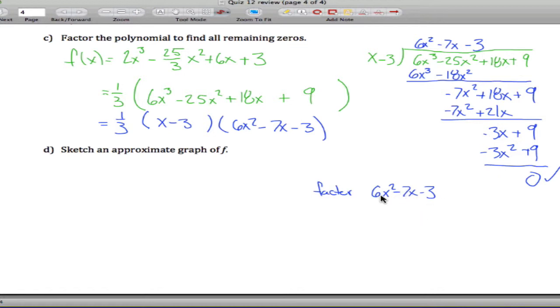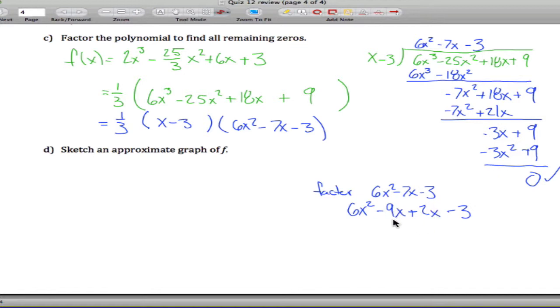So multiply to negative 18 and add to negative 7. Negative 9 and positive 2 are the two numbers that multiply to negative 18 and add to negative 7. Step 2, once you figure out negative 9 and positive 2, is replace negative 7x with negative 9x plus 2x. So leave the 6x squared alone, leave the minus 3 alone. Just replace negative 7x with negative 9x and plus 2x.